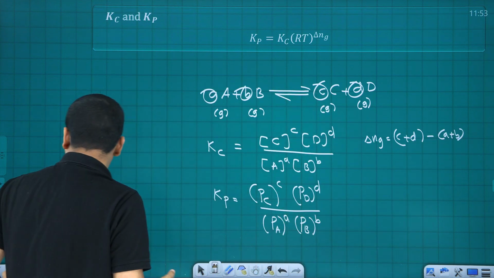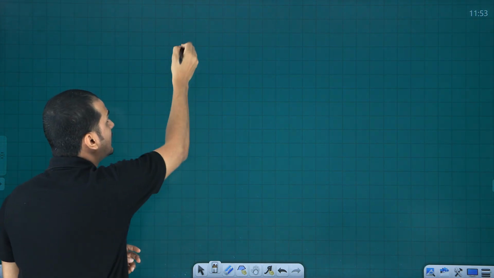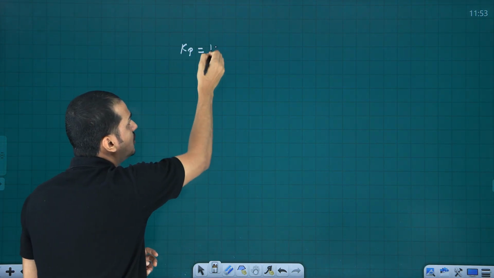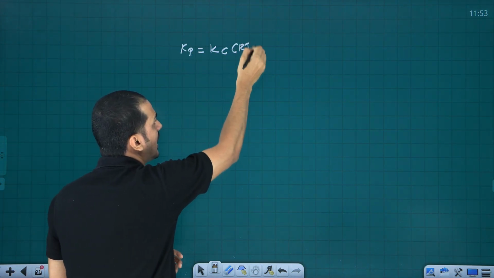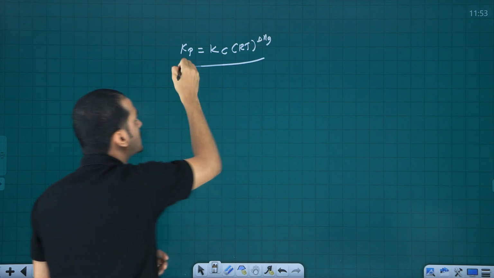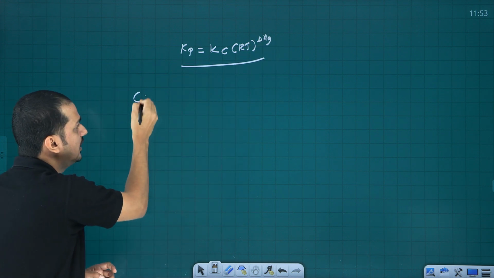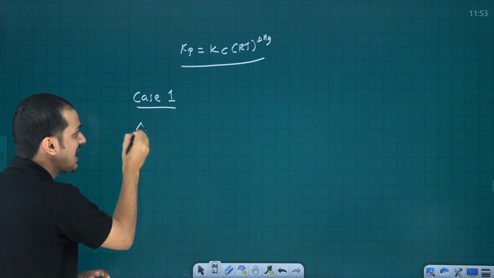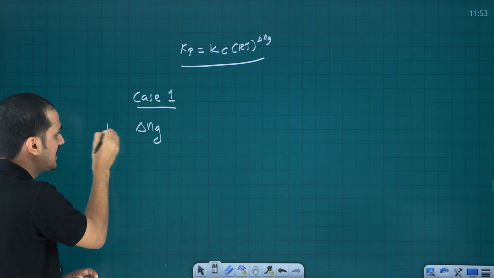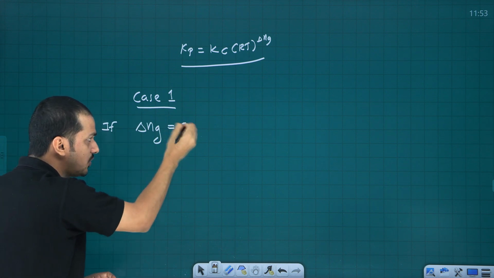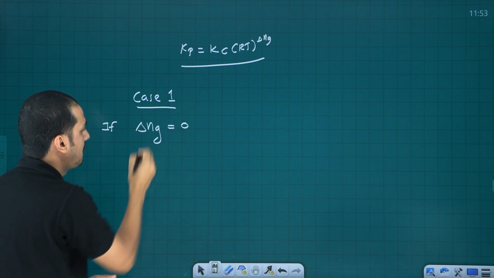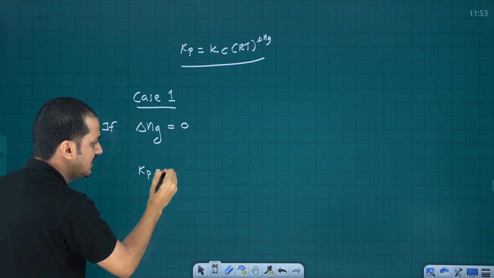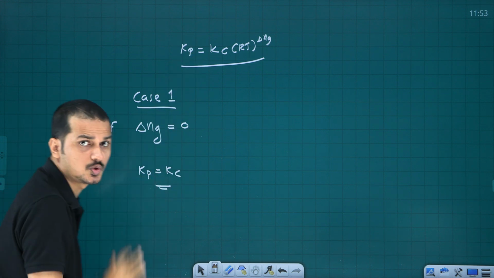One more thing you have to remember from Kp equal to Kc into RT raised to delta Ng: three cases. Case 1, if delta Ng equal to 0, then Kp equal to Kc. Kp and Kc are equal.